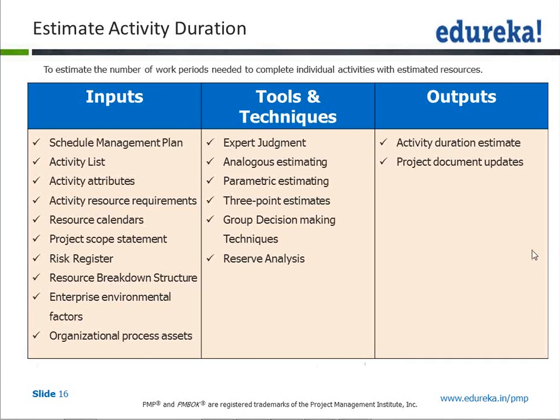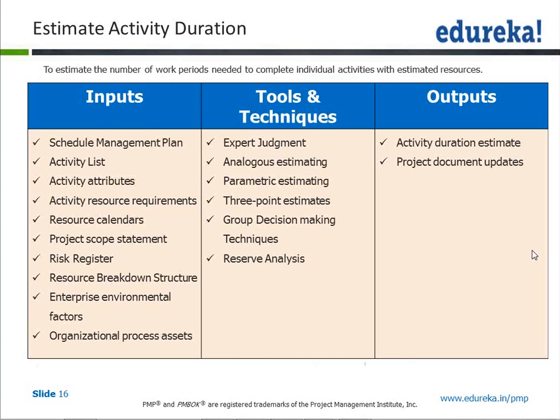3-point estimation is basically what is also known as PERT estimation, P-E-R-T. So what I have done is, if you ask anyone what is the time you will take to write this program, the person will say a particular value. But if you ask the person what is the maximum time you will take, what is the minimum time you will take, and what is the most likely time you will take, you will get three values.